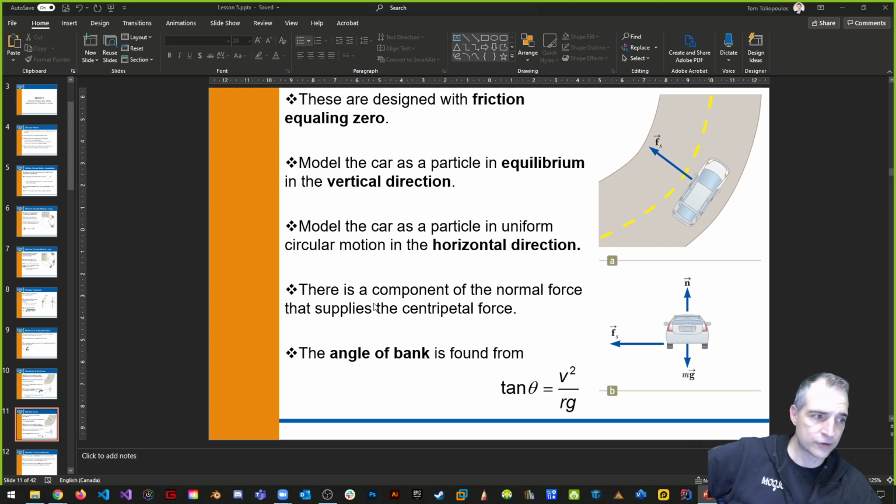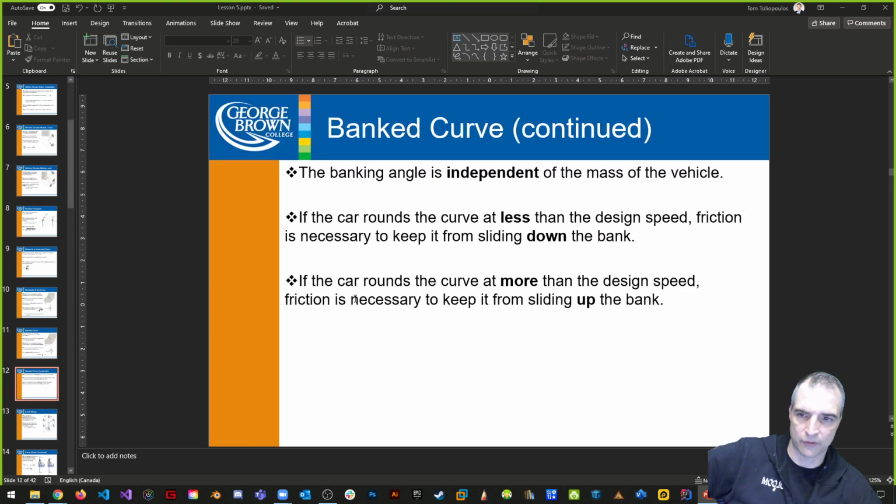Okay, yeah, it is. It actually is in the driver's manual. Thank you very much. So the banking angle is independent of the mass of the vehicle. So it doesn't really matter how big the vehicle is or whatever. However, I want to point something else out here that's not mentioned here.